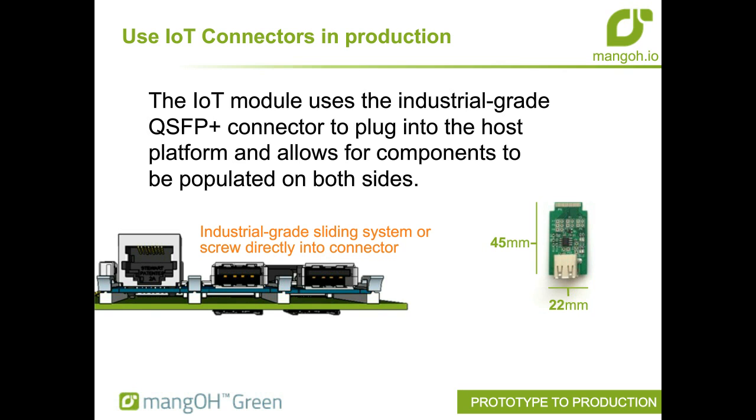So let's see how this all works. When an IoT module is plugged in, a Legato application looks at it and says that there's an IoT module that's inserted. This application then reads the EEPROM of the IoT connector to see what kind of module it is.